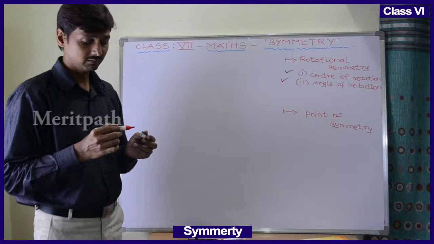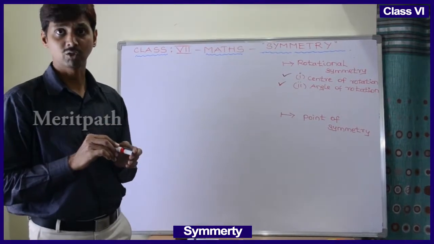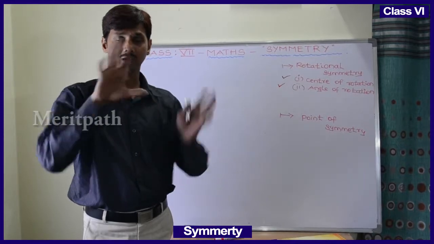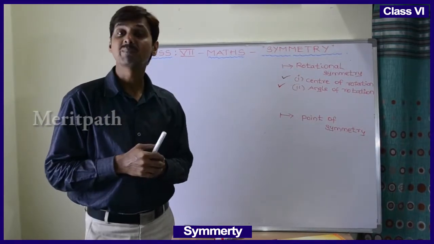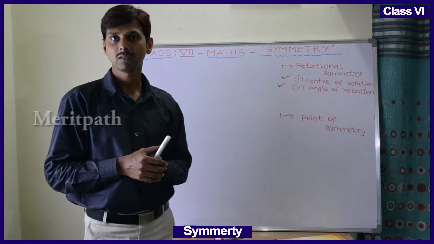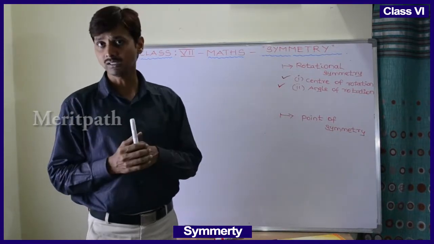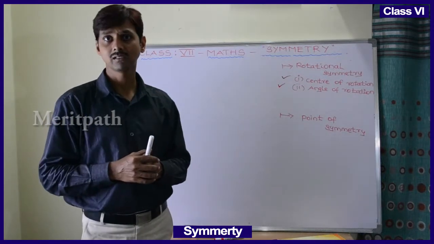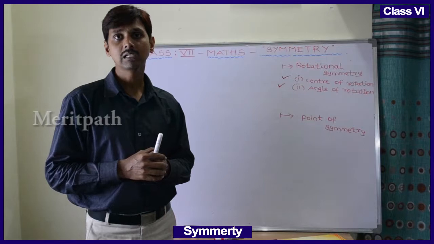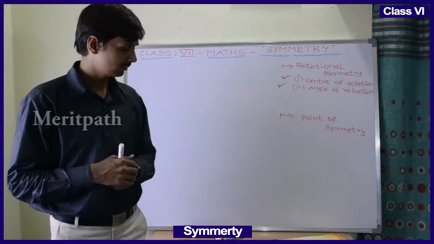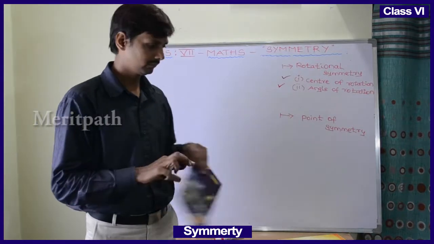Let's take an example. When we rotate an object for a full complete turn, it makes an angle of 360 degrees. When we take a half turn, it makes an angle of 180 degrees. For a quarter turn, it is 90 degrees. Let's take an example of an object.